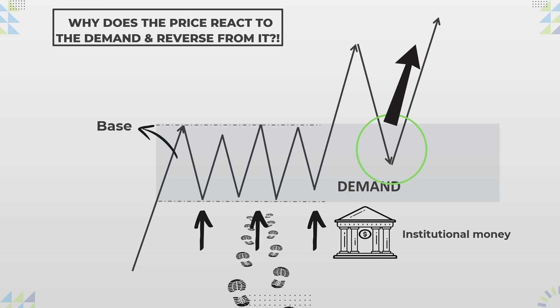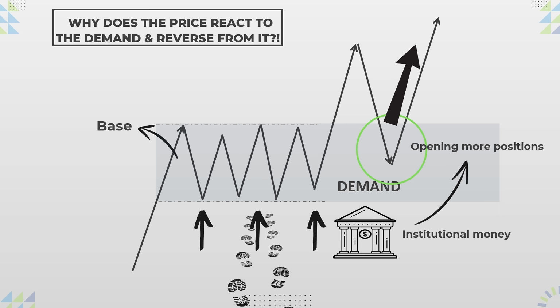The reason these zones are respected and the price reverses from them is that banks and large financial institutions enter trades gradually and in multiple stages, especially in areas where their previous trades have left footprints. This means that not all of their original orders were executed initially, and they are looking for an opportunity to go long with their remaining orders at the demand zone.